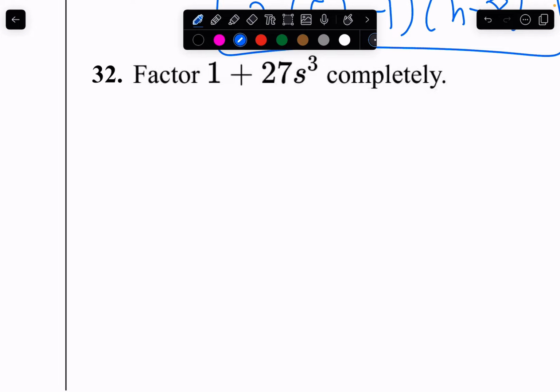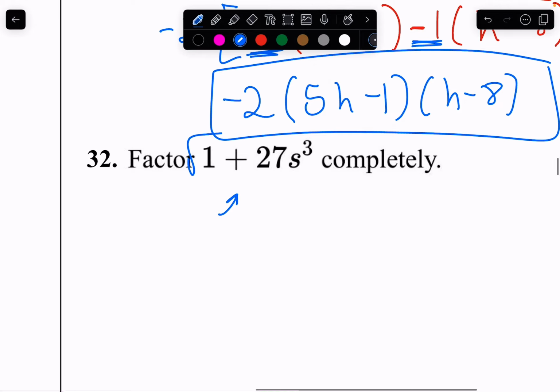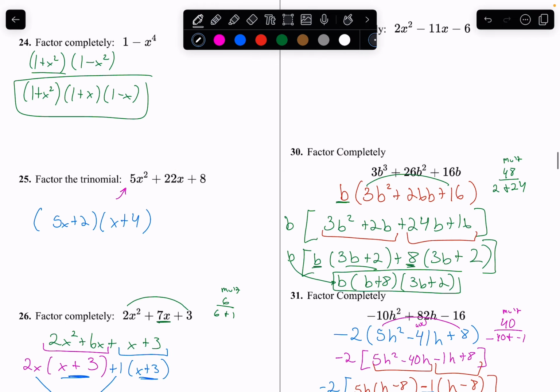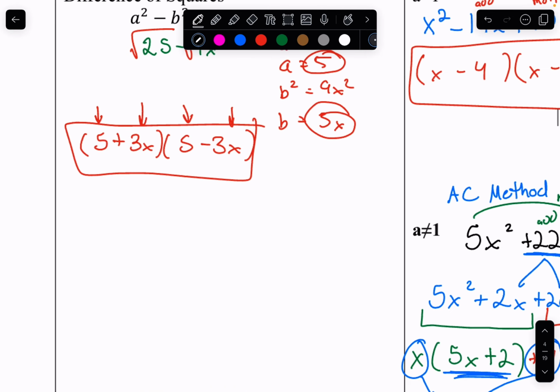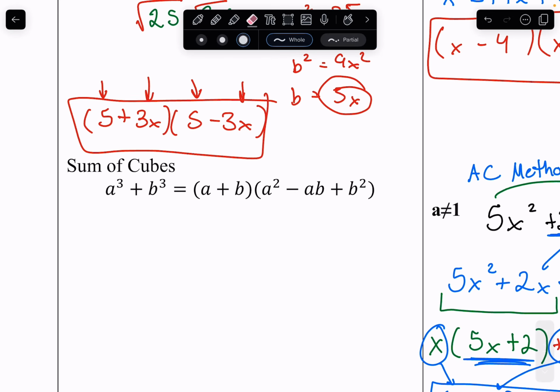You might want to attempt a difference of squares here, but it's not a difference. And you can square root the 1, but you can't square root an s cubed or a 27. So it almost looks like we can't do much. However, this is going to be a sum of cubes. So we're going to go on up here to our summary chart, and we're going to write down another one.